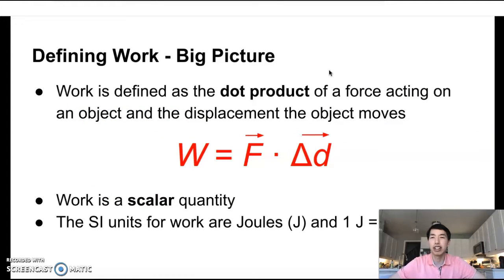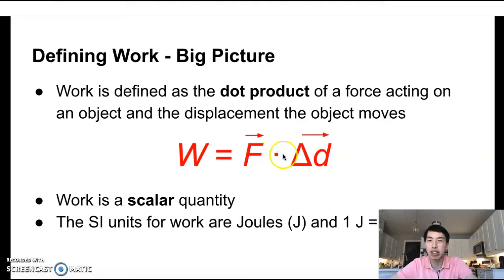So this is the definition of work. This slide here is kind of giving you the big picture. Work is defined as the dot product of a force acting on an object with the displacement the object moves. That's written out like this. W, capital W, is the symbol for work, and F and delta D with vectors should be familiar to you. Now this is new.